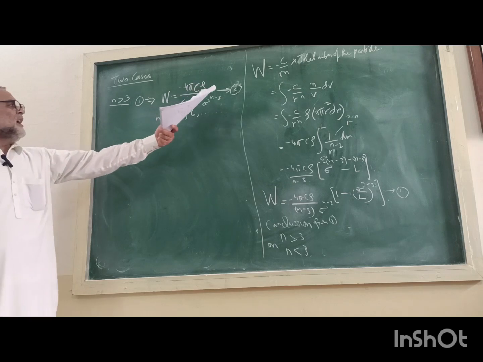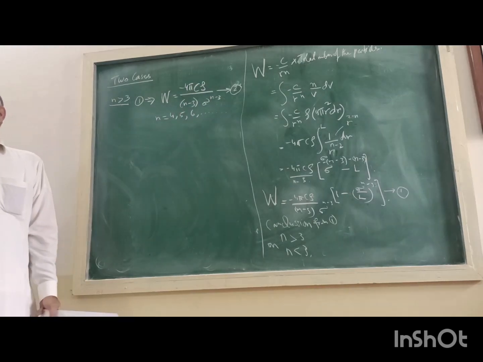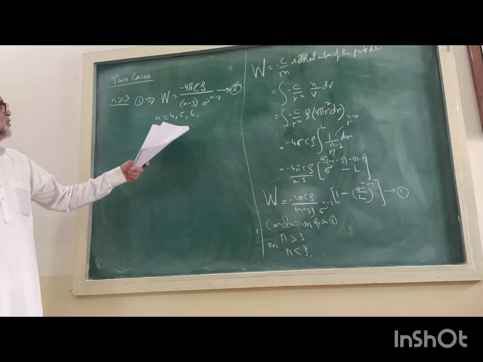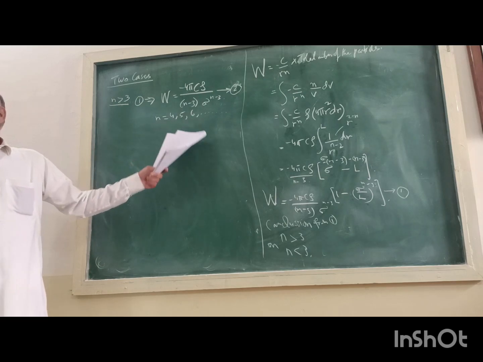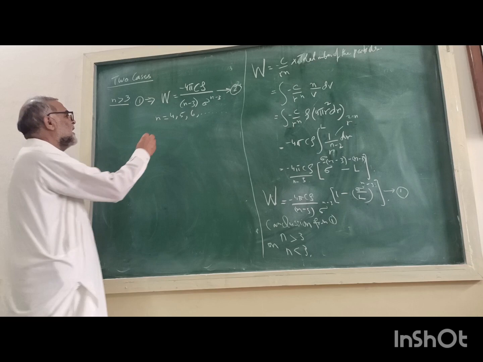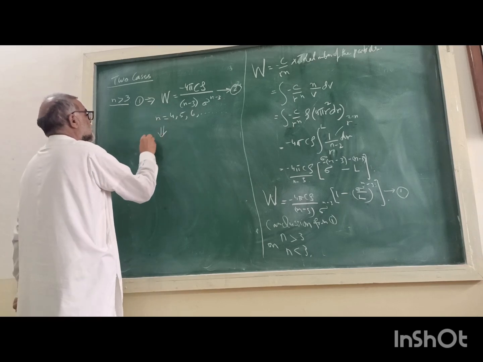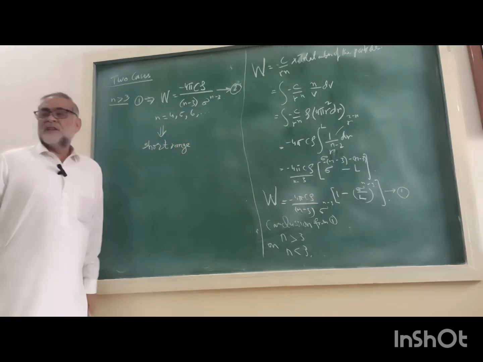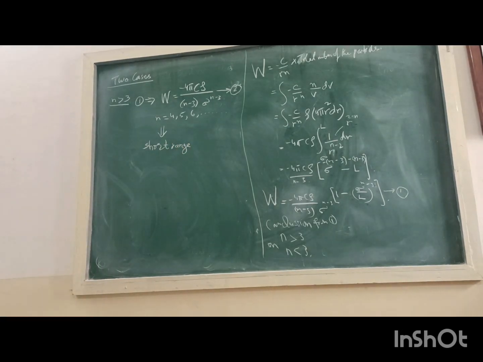Look at this. We have only the size of the molecules, so these are short range forces. When n is greater than 3, like 4, 5, 6, 7, etc., they will be called short range forces. This describes short range forces. For example, the van der Waals force is a very short range force.